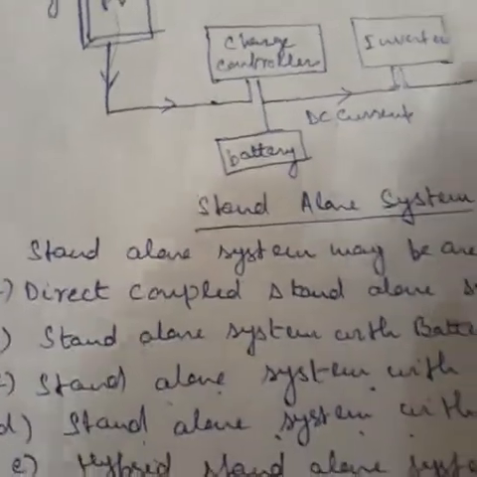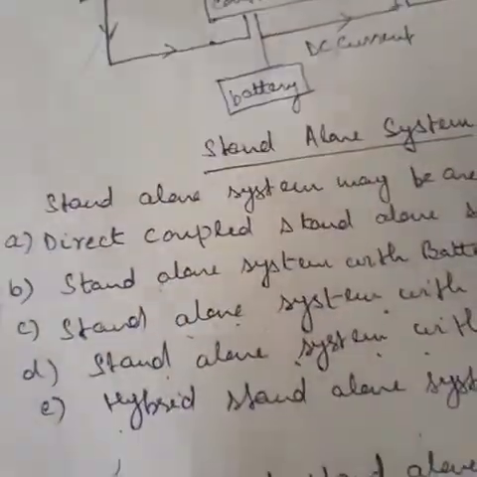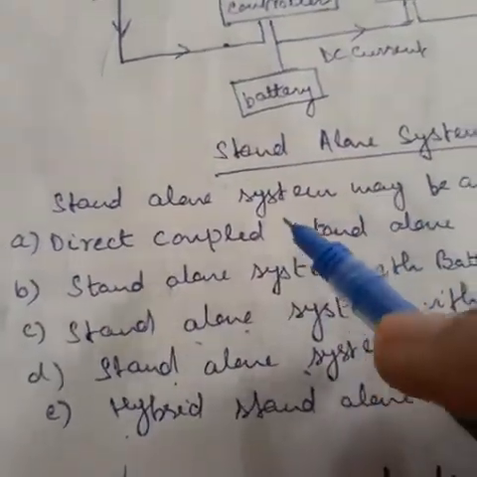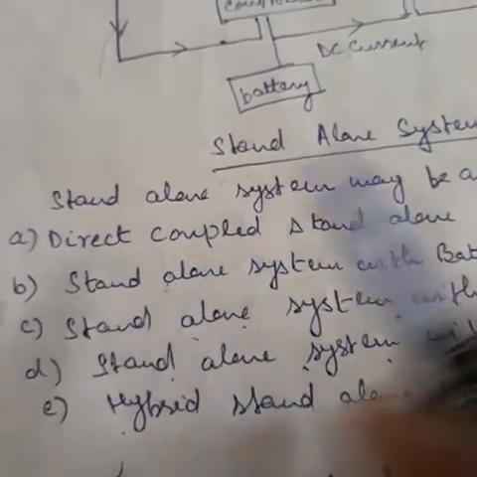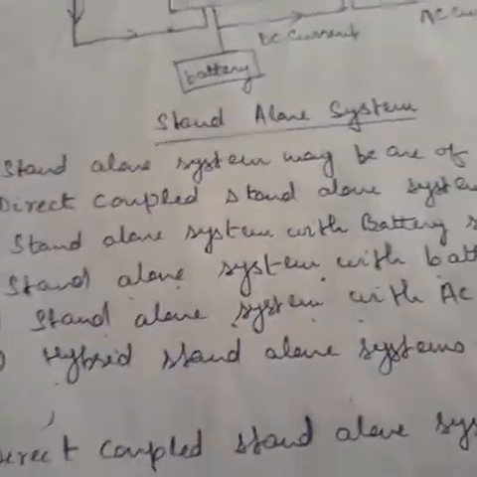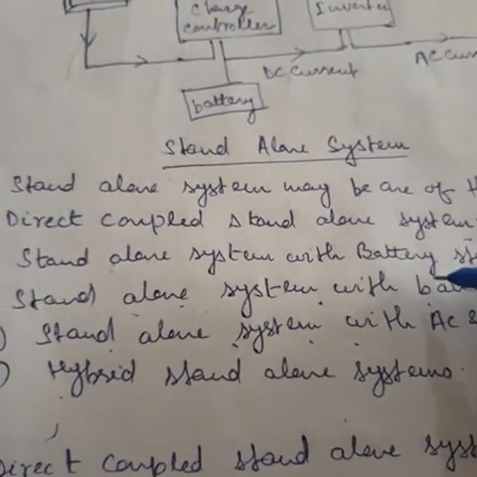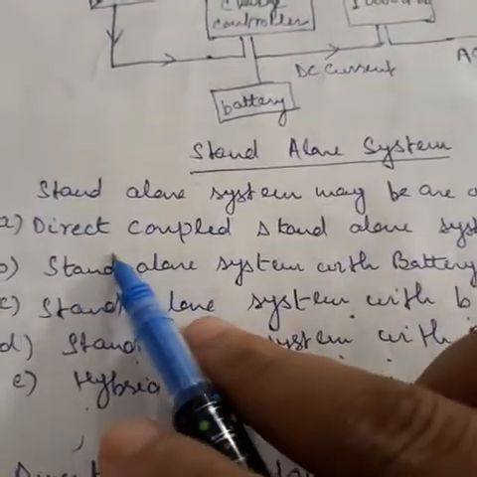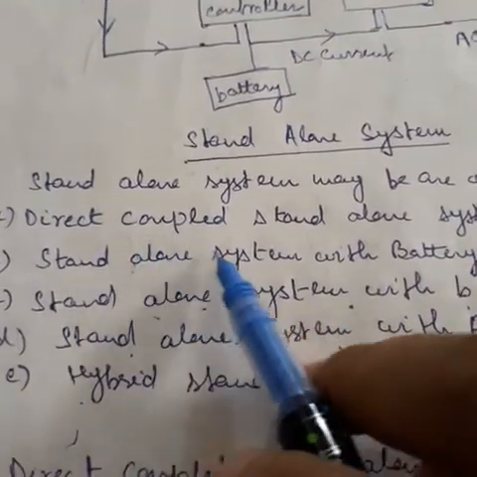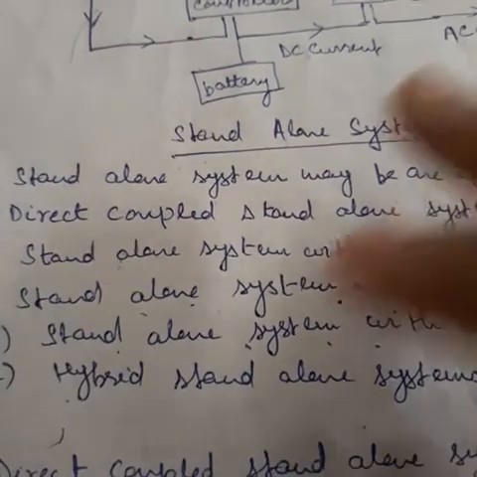There are various types of stand-alone system, by which we discuss how the different operations occur. So first one is the direct coupled stand-alone system. Stand-alone system में first पहला जो है, that is the direct coupled stand-alone system.